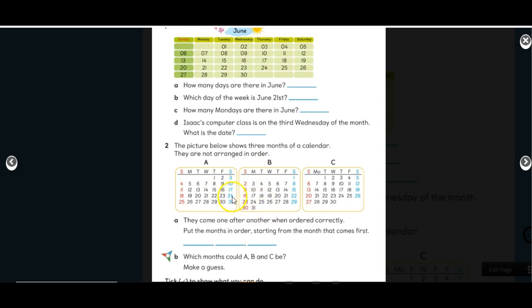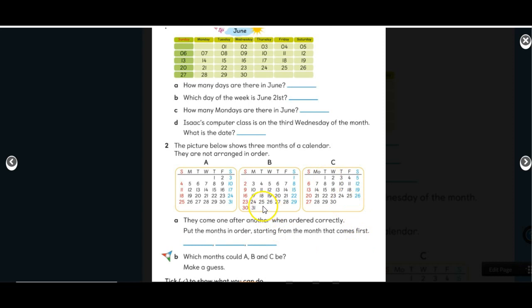Let's try this again. Okay, so the last day of this month, the 31st, is on a Saturday, meaning the following month must be on a Sunday. The first day must be on a Sunday. If we look at month C, the first day is on a Tuesday. So C does not come after A.